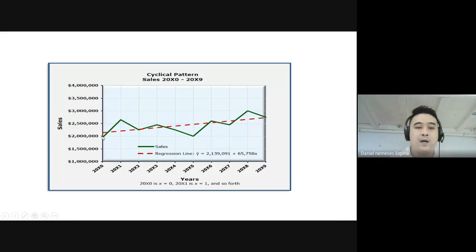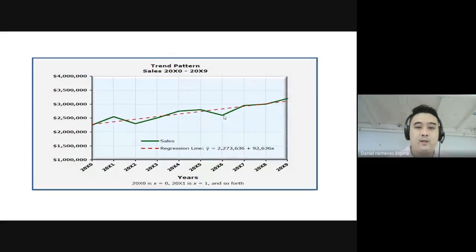So as you can see in the cyclical pattern, there are very large ups and downs. It is very irregular. The shape is very irregular, so it does not look similar to the regression line, unlike in the trend. So let's go back to the trend.